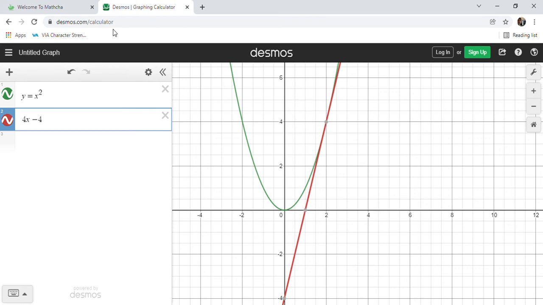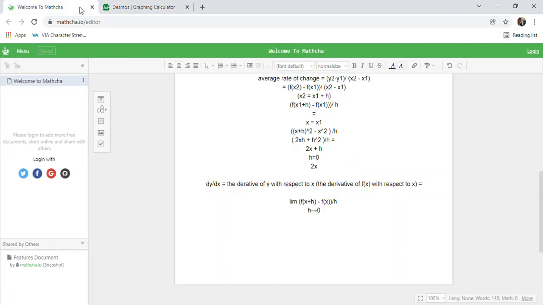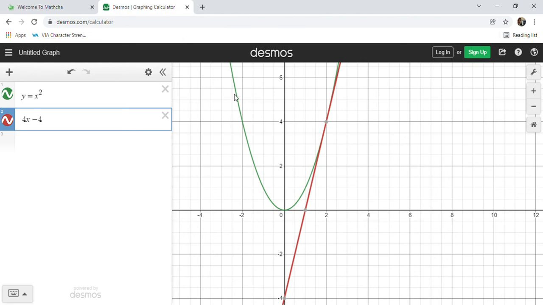So anyways, that's what a derivative is, right? The derivative is the instantaneous rate of change. It's the slope of a function at any given point. It's the limit of f of x plus h minus f of x, all divided by h, as h approaches 0, if you want to be fancy about it.